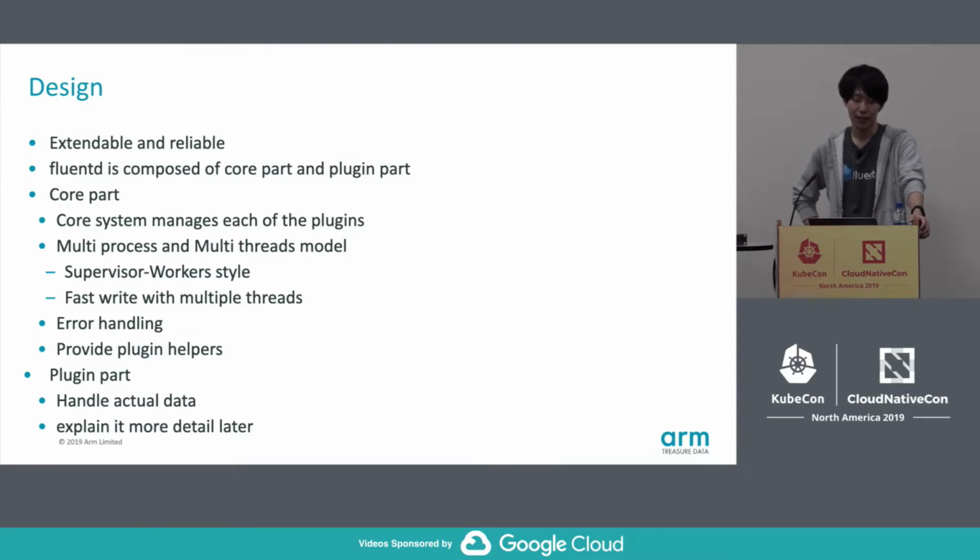Also, the core part provides users with plugin helpers. They make it easy to implement a plugin in the Fluentd way and make the plugin reliable, efficient, and easy to maintain. We provide a thread helper, socket helper, parser helper, and a lot of other useful helpers. The plugin part handles actual data. I'll explain this part later. So let me talk about the event structure.